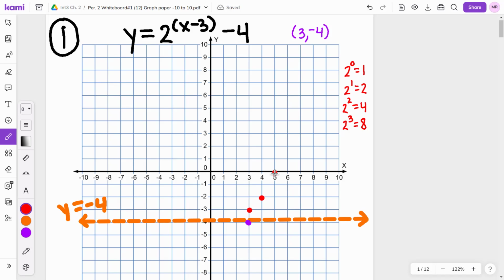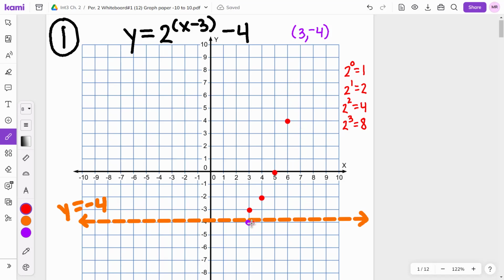So I go 4 above. I'm going to go 1, 2, 3 from my locator point. That's going to be 2 cubed, which is 8. So 1, 2, 3, 4, 5, 6, 7, 8. Now my next one would be 2 to the fourth. When I go 4 away, that's going to be 16, which is going to be too high.